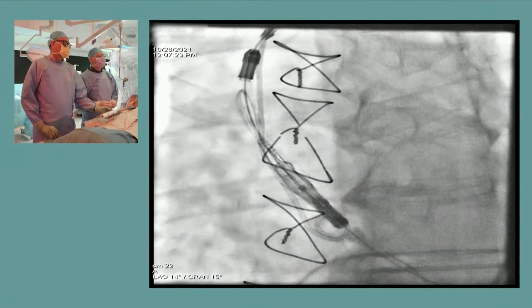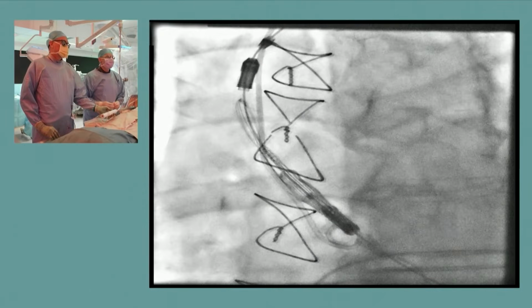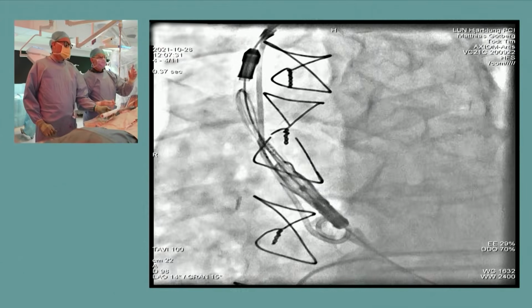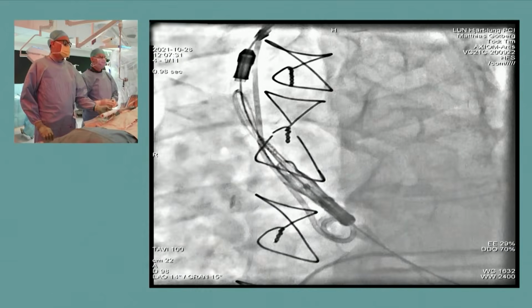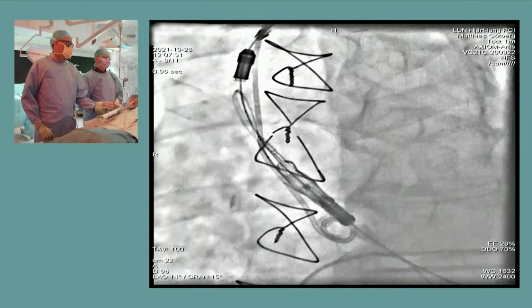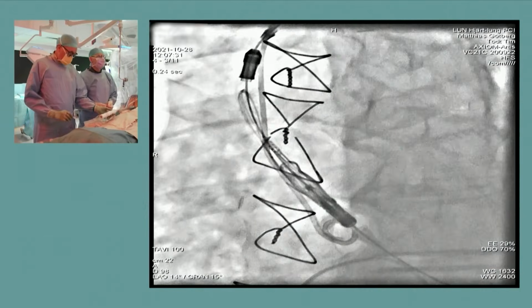Here we can see we're not aligned in this case, so we need to do some torquing. Would you say that you're deep enough here with the valve, or would you prefer to push it a little bit further before you rotate?